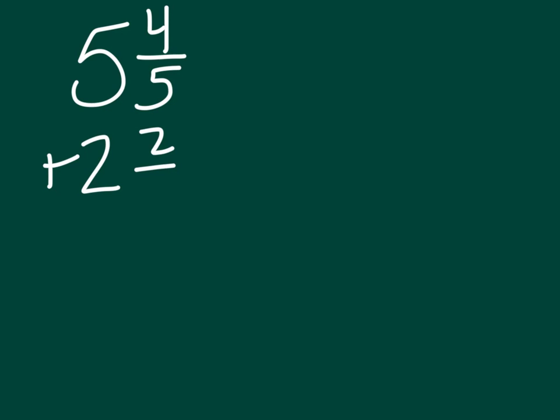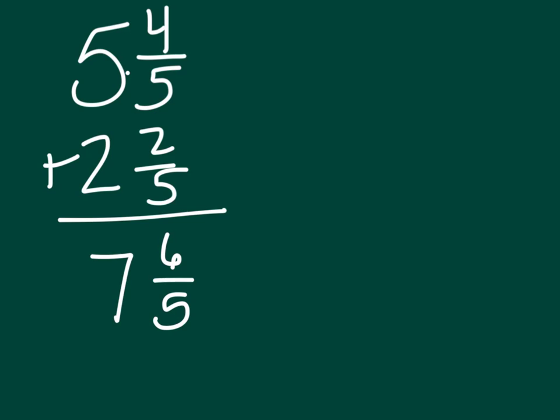Let's try 5 and 4/5 plus 2 and 2/5. All right, first thing we need is a common denominator. So if we look here, we have a 5 and we have a 5. Step 1 is done. So we don't have to worry about equivalent fractions. We're going to go straight to solving. We're going to start with our fractions. 4/5 plus 2/5 will be 6/5. Then we do our whole numbers. 5 plus 2 is 7.